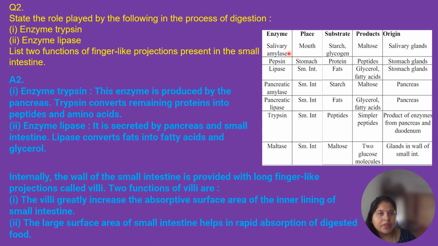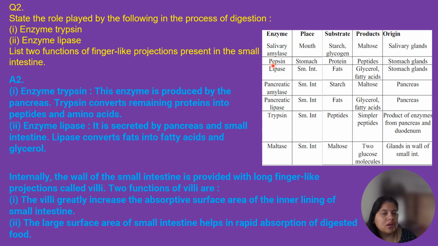Now you can learn the function of all the enzymes through this table. So first enzyme is salivary amylase. From where is it secreted? From the mouth, and salivary glands secrete this salivary amylase, and it works on the starch and converts the starch into maltose. Second enzyme is the pepsin. Pepsin is secreted by gastric gland, which is present in the stomach, and what is the function of it? It converts protein into peptides or amino acids.